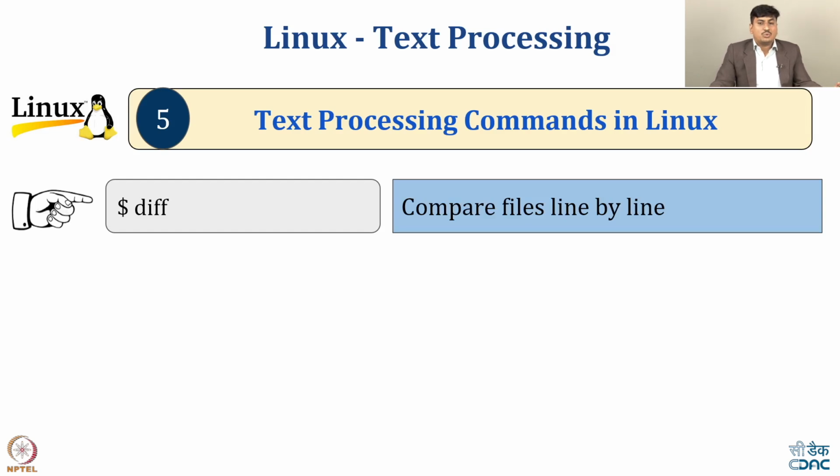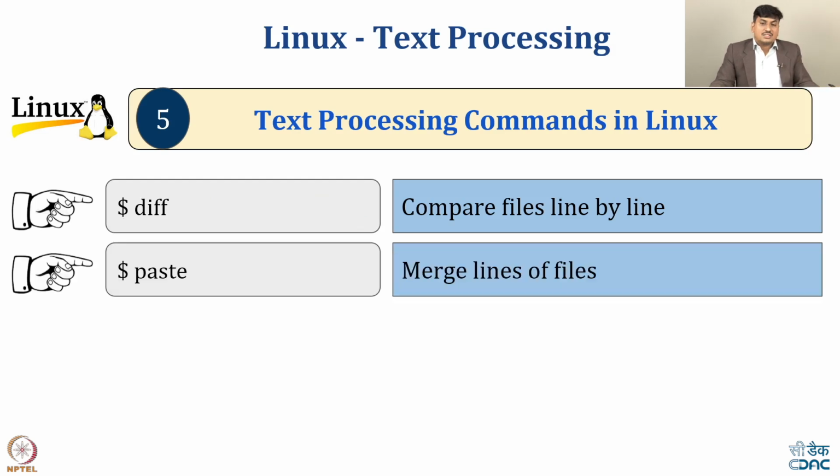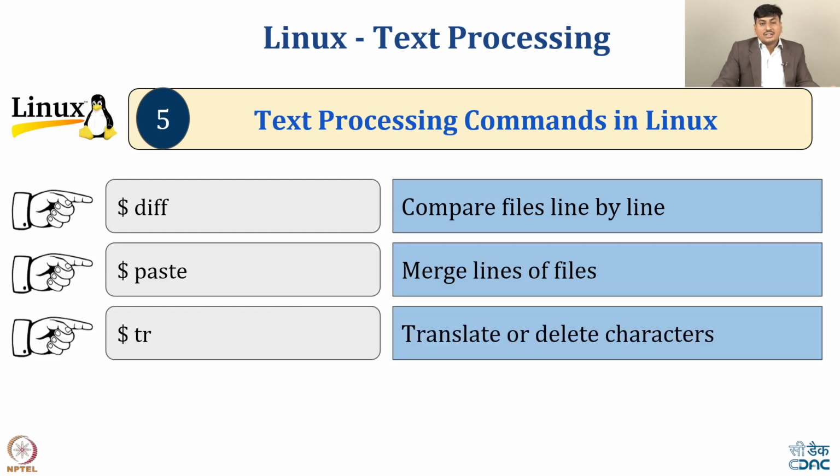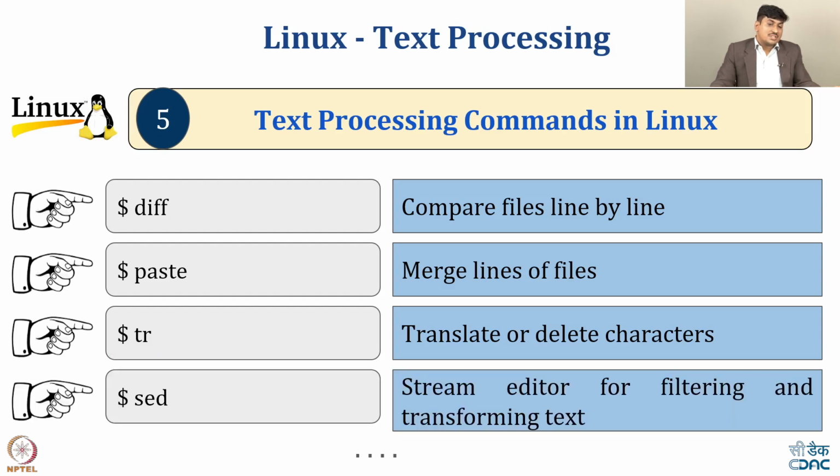Now, if I want to compare 2 files, then there is a command called diff. If I pass diff, then file 1 and file 2, it gives me the difference between these 2 files. If there is a requirement to merge the lines of the files, then I can use the paste command. If I want to truncate, translate or delete some of the characters, I can use the tr command. And as we have seen the awk and grep commands, there is another interesting utility called sed, the stream editor, for filtering and transforming text. So these are some of the widely used text processing commands in Linux.